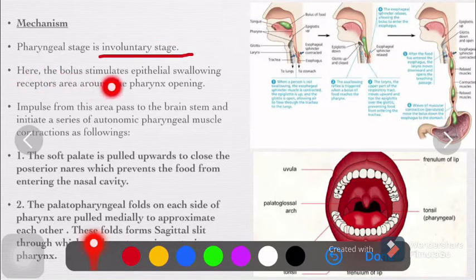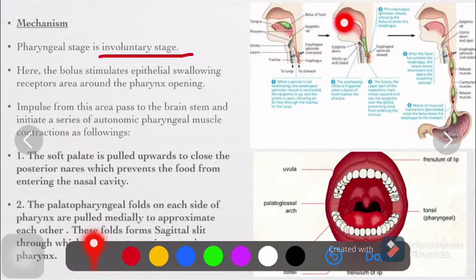Here the bolus stimulates epithelial swallowing receptors around the pharynx opening. So once the bolus has passed into the pharynx, as we had read, this area is surrounded by somatosensory receptors. These receptors will respond once the bolus has passed from the oral cavity into the pharynx. Impulses from this area pass to the brainstem and initiate a series of autonomic pharyngeal muscle contractions as follows.